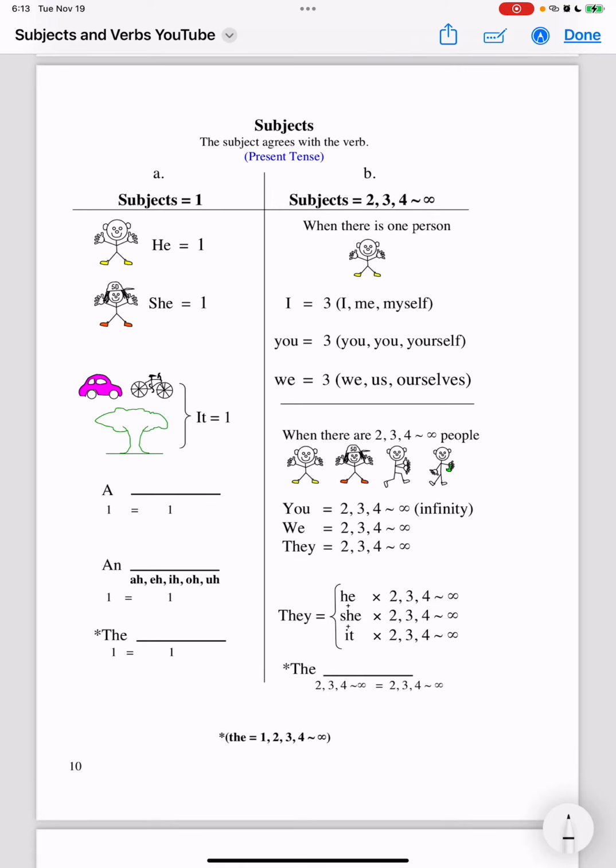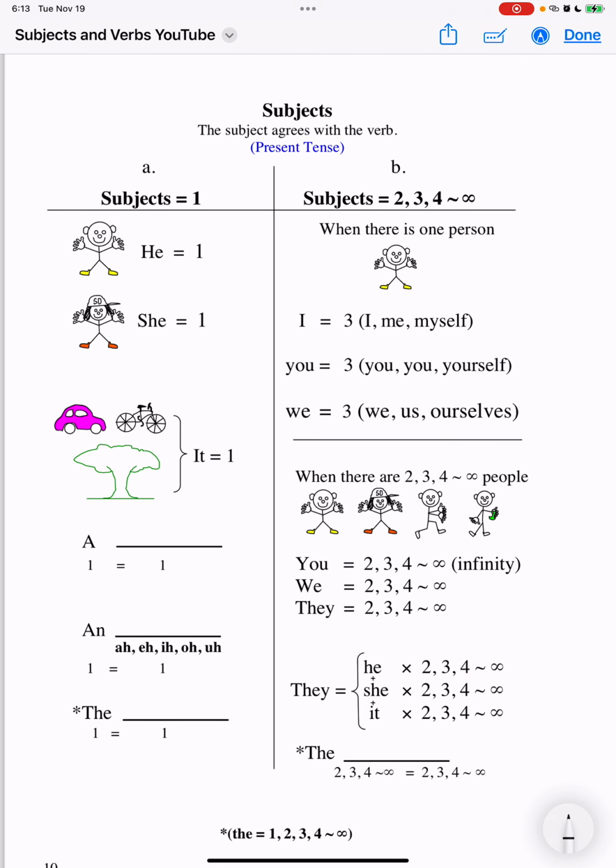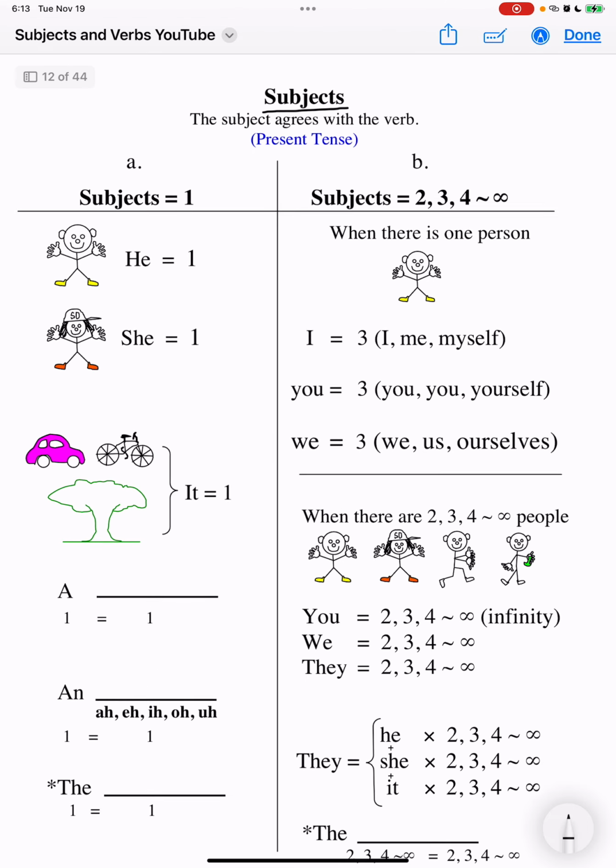Hello, and welcome back. Okay, so let's continue with subjects. So, again, subjects, what are subjects? Subjects are the things that are talked about in a sentence. Okay, so here, the subject agrees with the verb. So, they have an agreement.